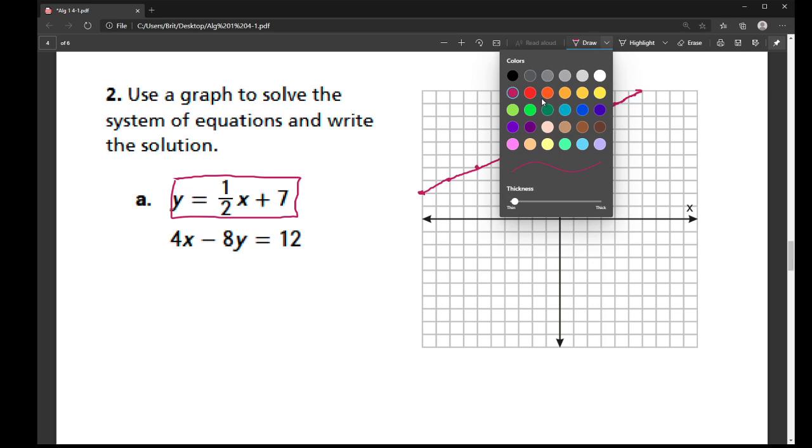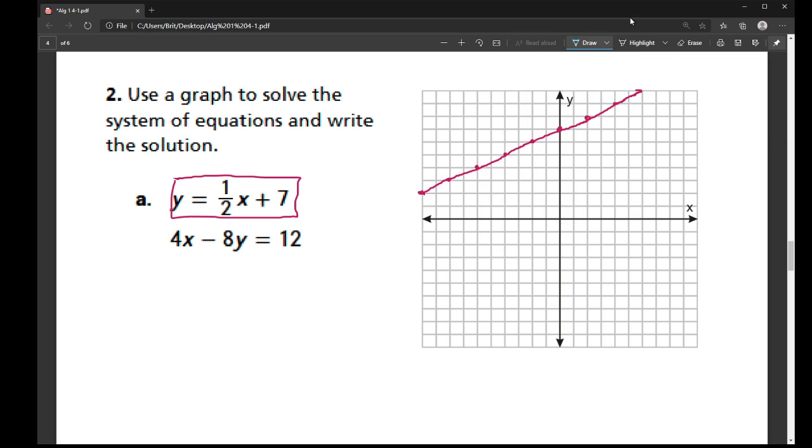Now this other line is not quite in the form that we need it in. So I need to get the 8y by itself. I'm going to subtract 4x from both sides of the equal sign, so that I get negative 8y equals negative 4x plus 12. Then I'm going to divide both sides of the equation by negative 8. So I get y equals negative 4 divided by negative 8 is a positive 1/2. And 12 divided by 8, I'm going to have a negative, those are both divisible by 4, so 3/2.